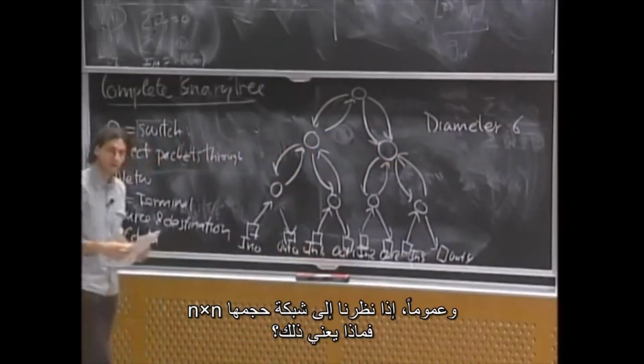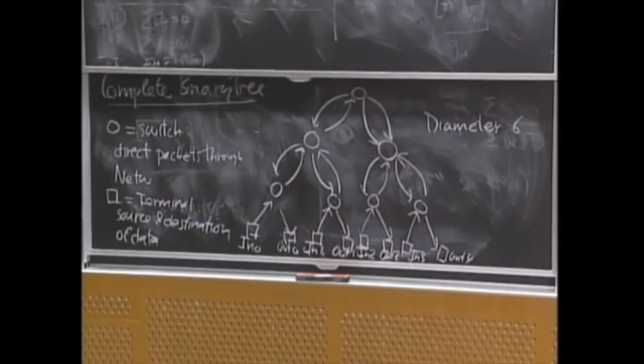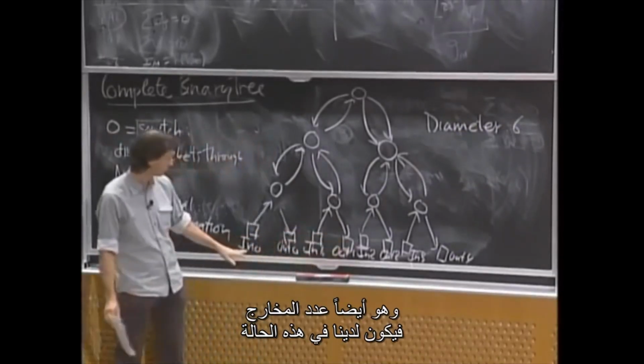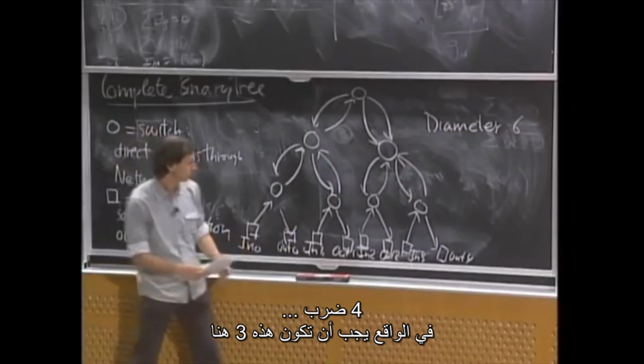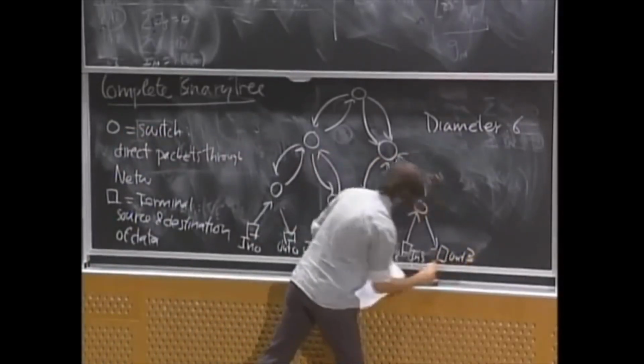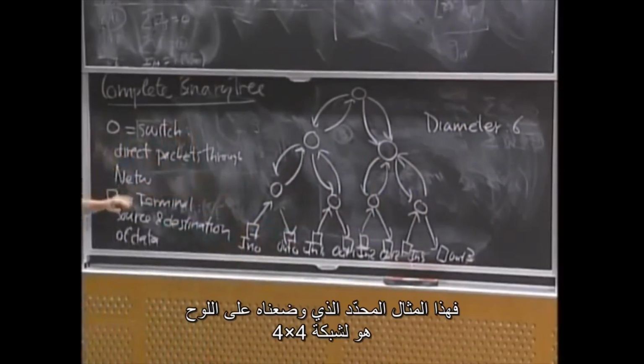And in general, if we are looking at an n times n network, what does that mean? n is the number of inputs, and n is also the number of outputs. So in this case, we have a 4 times, oh, this is actually 3 over here. We have 4 inputs and 4 outputs. So this particular example depicted on the board is a 4 times 4 network.